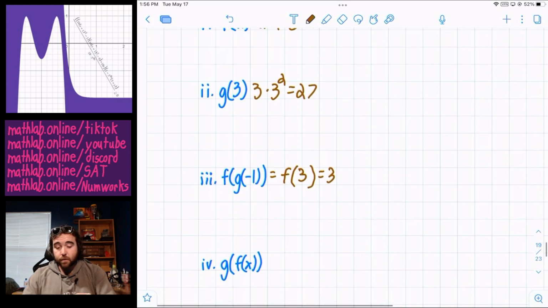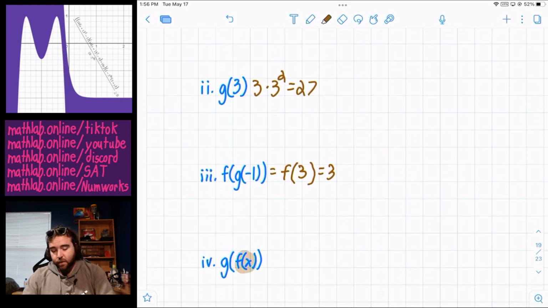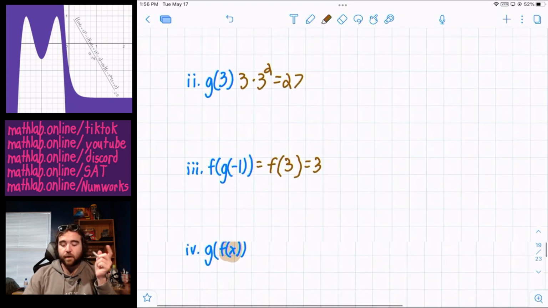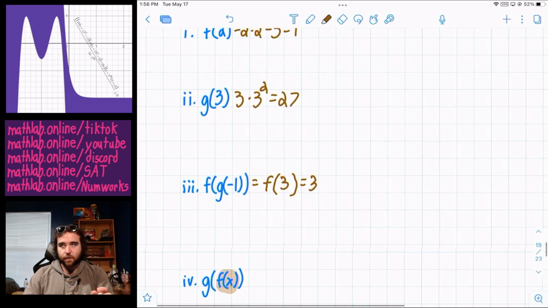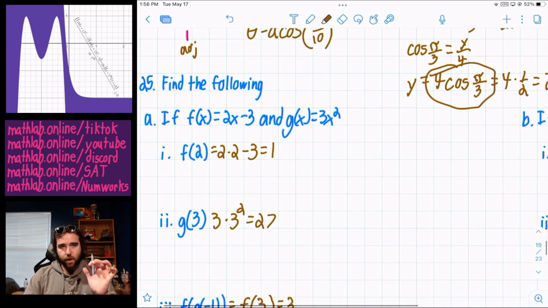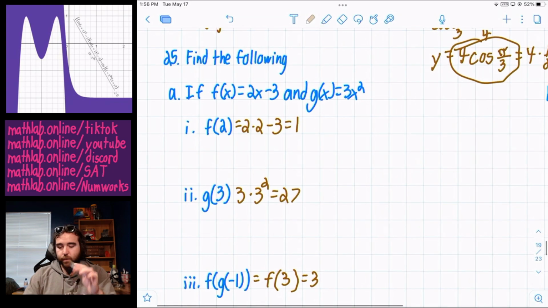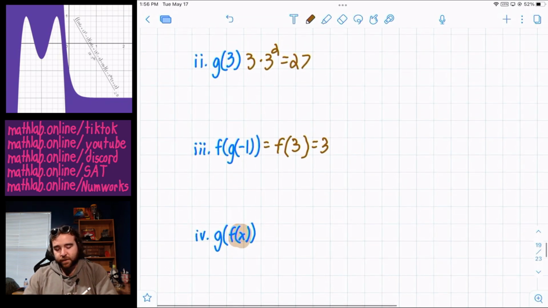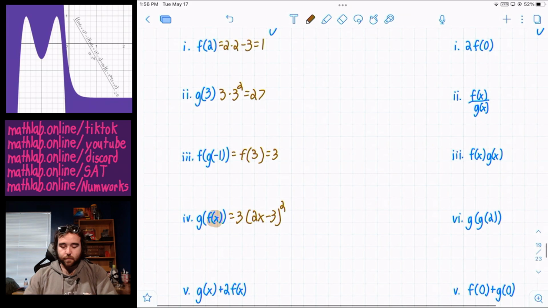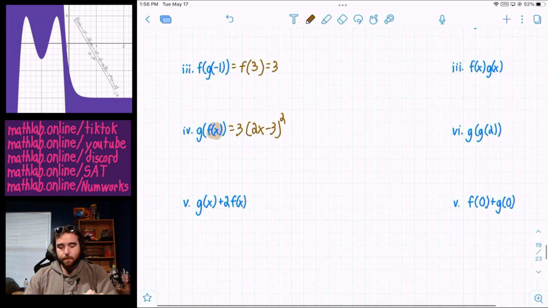And then here they don't give us a number, so we're just taking the entirety of the f function and plugging it in for x in the g function. So we see g is 3 times x squared. So we're going to replace the x with 2x minus 3. It's going to be 3 times 2x minus 3 squared. And that's fine. We can leave that.